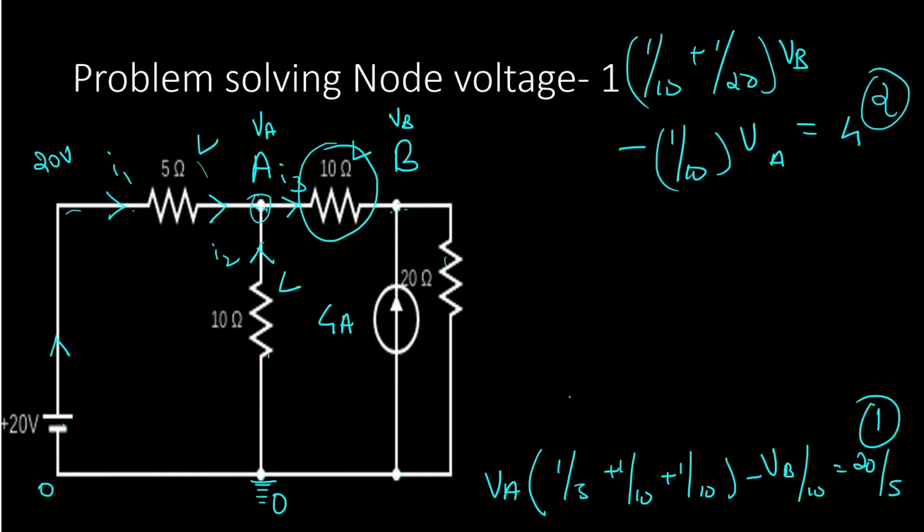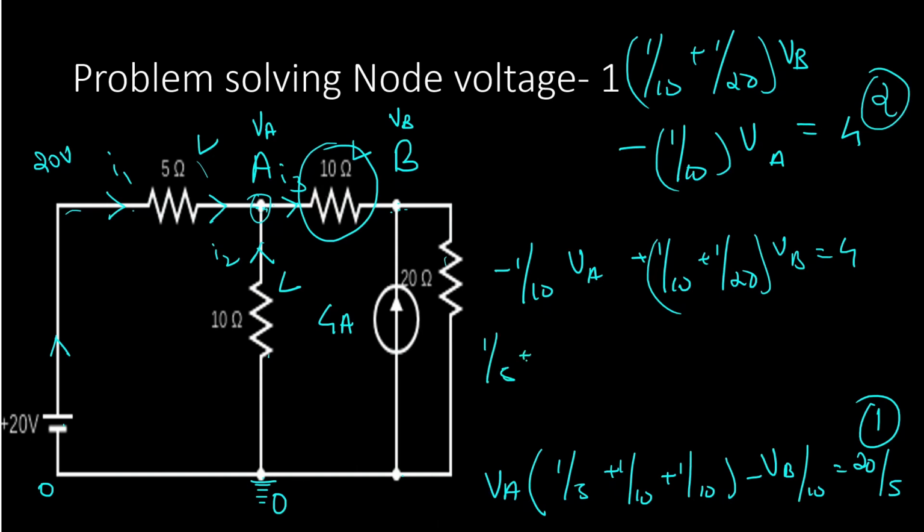Yes, so two equations: minus 1 by 10 VA plus (1 by 10 plus 1 by 20) VB is equal to 4. And (1 by 5 plus 1 by 10 plus 1 by 10) VA minus 1 by 10 VB is equal to 20 by 5, which is 4.